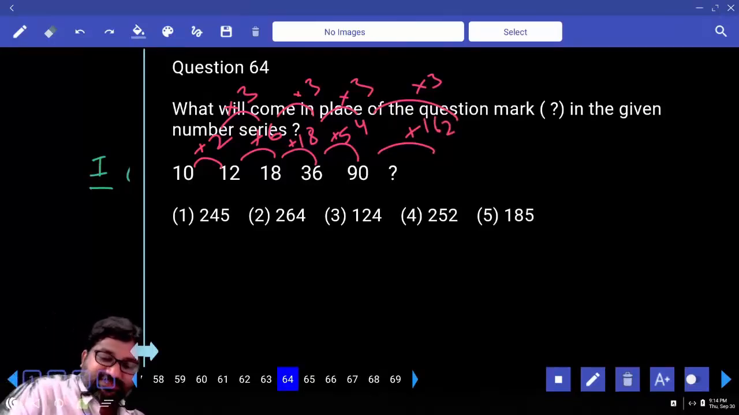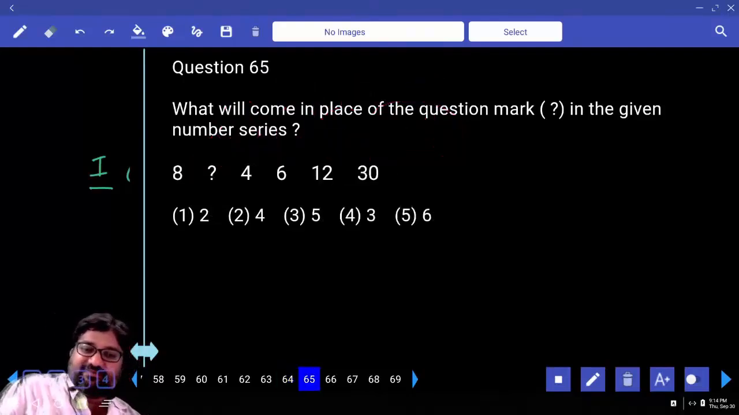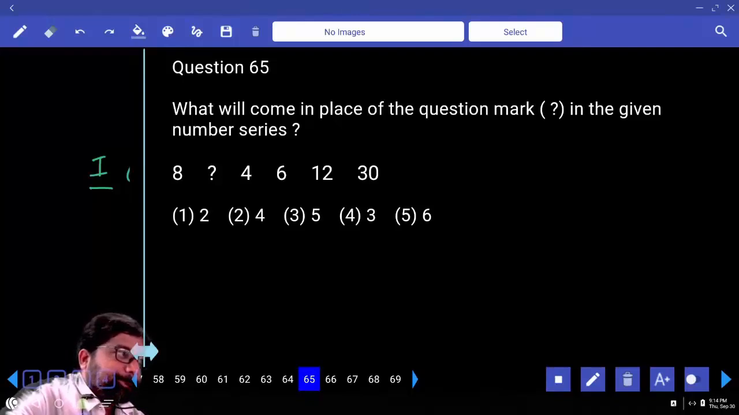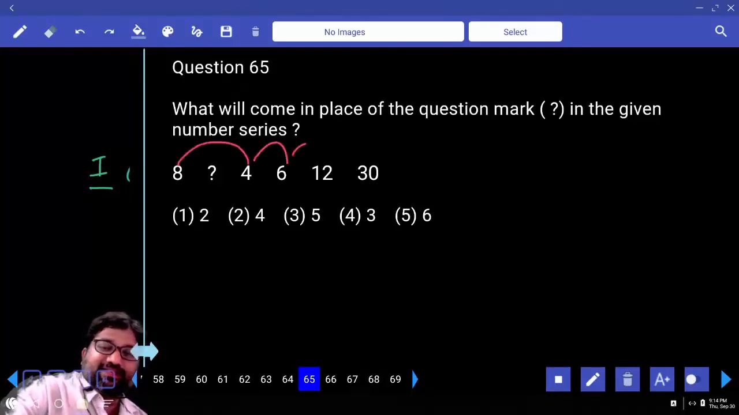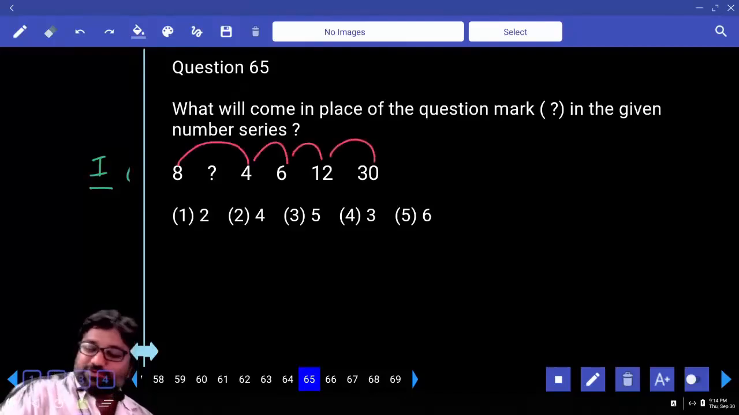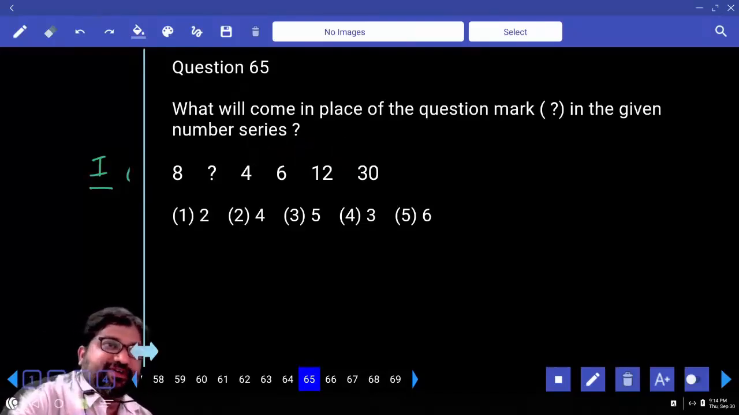Chalo, let's go for the last question, 65. With this, we'll wind up this session. Tell me, what am I supposed to do? How to solve this question? Always remember one point, the numbers are decreasing and then the numbers are increasing. This is possible when you go for into 0.5s.